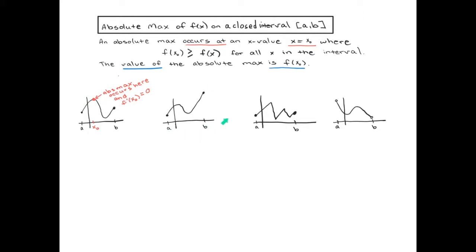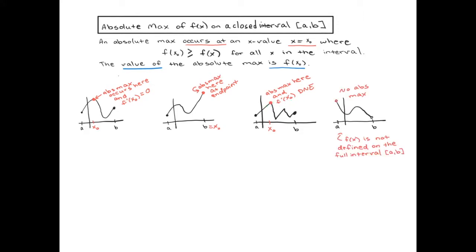Let's look at the next function here. The absolute highest value of the function, in this case, appears here at x equals b. In this case, it's occurring at one of the endpoints of the interval. And finally, here's one more example where we have the absolute maximum height of the function occurring at a kink in the graph. And of course, as you know, for a kink, the first derivative does not exist.